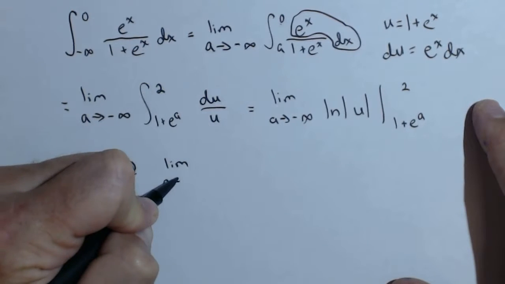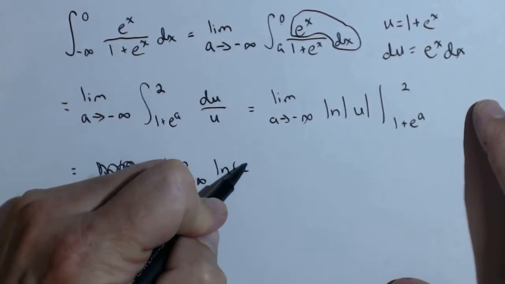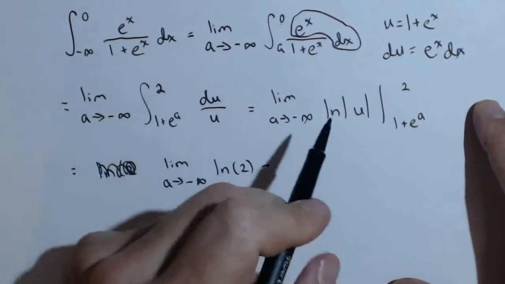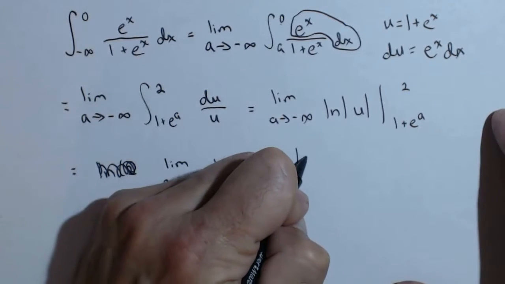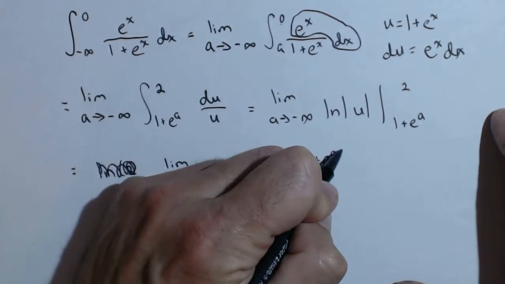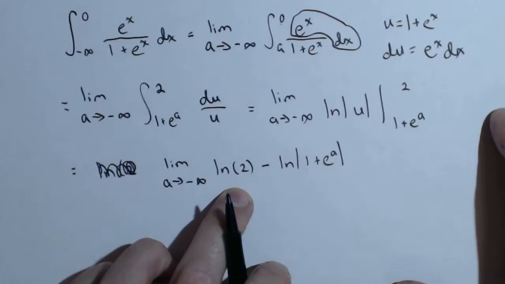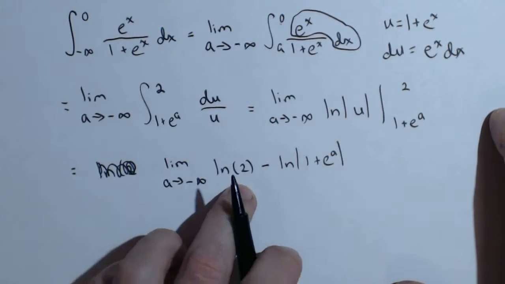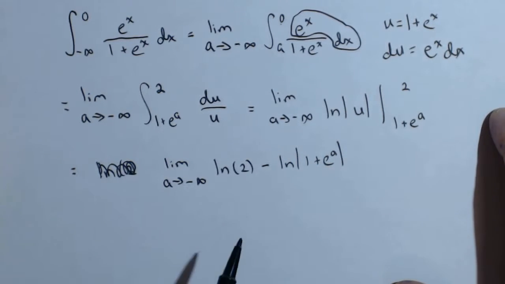Limit as a approaches negative infinity of the natural log of 2, which is just a number, minus the natural log, again you don't need the absolute value, but 1 plus e to the a. It's not going to make it wrong to have it in there. This part does not depend on a. So the question is what happens here as a goes to negative infinity.